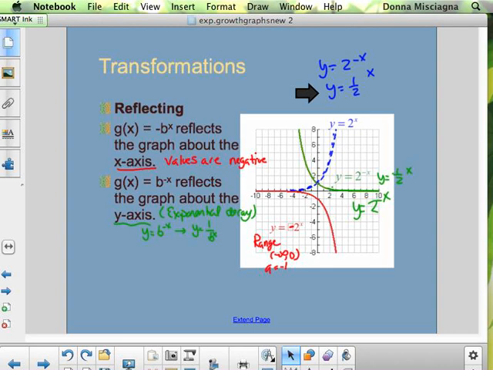All right, nothing about the horizontal asymptote changes, right? Just the y values become negative. If the negative's in front, it changes from growth to decay, or decay to growth if the negative is on the exponent.